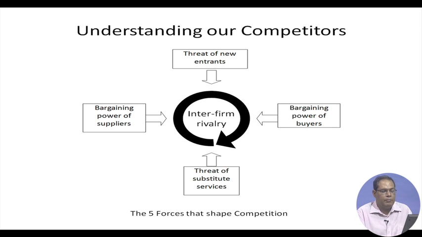Firstly, there would be bargaining power of buyers. They would bargain from the company that they want the products and services at a cheaper price. They would say that such services are available elsewhere cheaper, and therefore, this company should provide them the services at a lower price. Then there is the bargaining power of suppliers.